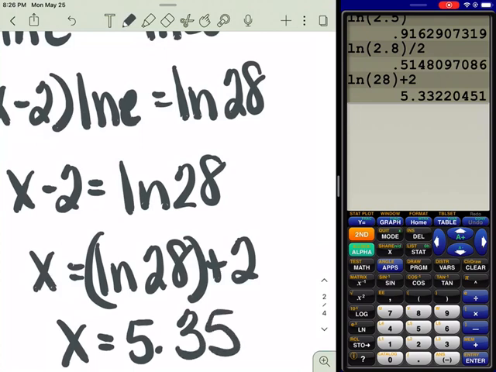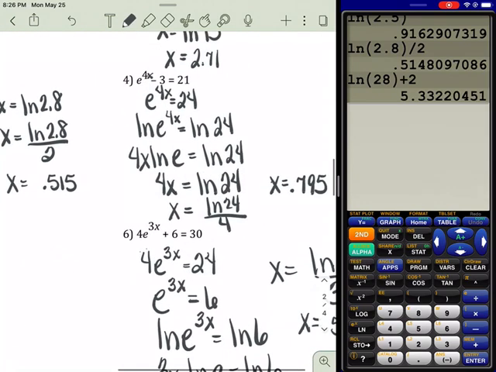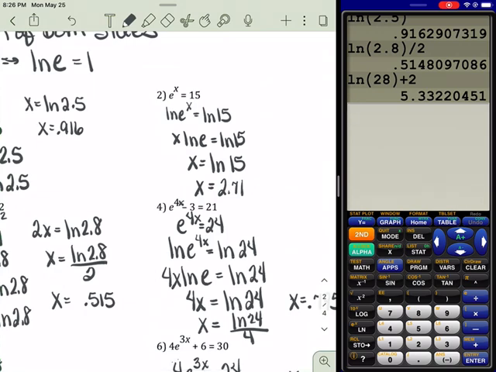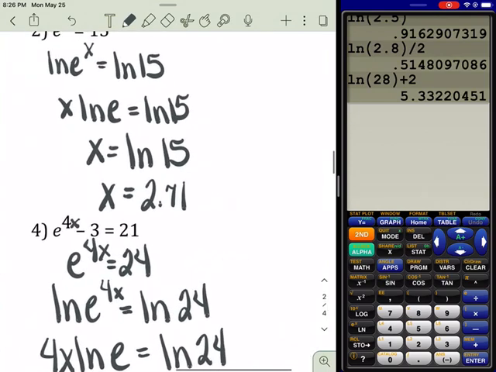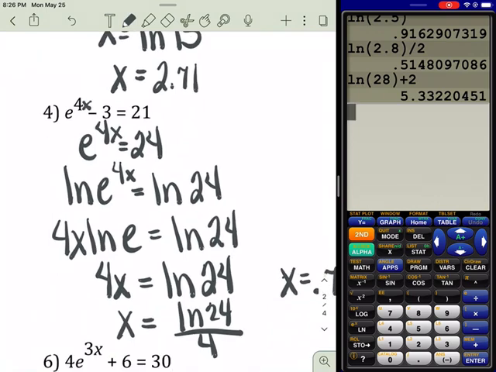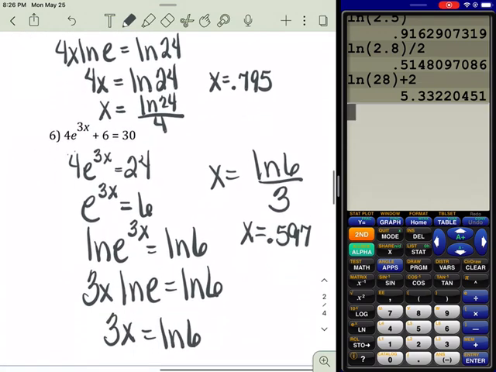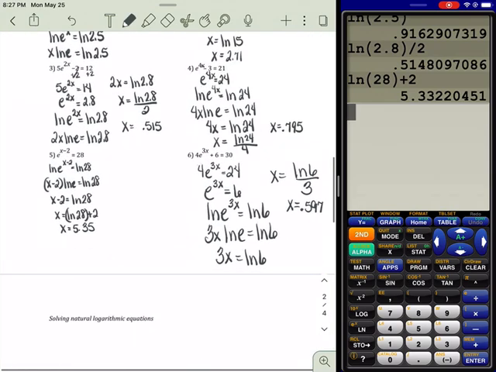Take a minute, pause the video, and try the even ones on the other side. The only thing I would say before you do that is that in number 4, it should be e to the 4x minus 3, not just e to the 4. Give those a few minutes, give it a shot, pause the video, see if we get the same answer. Let's see if we got the same answer. For 2, I got 2.71. I made that e to the 4x minus 3, and I got 0.795. And in the last one, I got 0.597. You can always check your work, but in these cases we're not doing any quadratics or anything like that, so we're probably not going to get any extraneous roots.